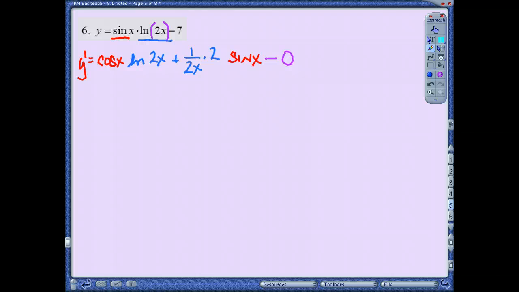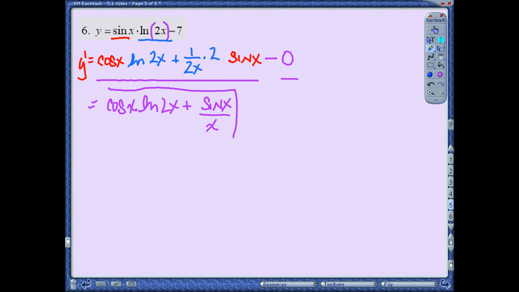So I've got two terms here. This was my first term. This is my second term. So that first term was a product rule, derivative of the first times the second as is, plus the derivative of the second times the first as is. I do want to simplify this. So cosine of x, natural log of 2x, plus the 2's are going to cancel, so I have sine of x over x, and then of course we're not going to write that 0 anymore. So this is my simplified answer, and that is a beautiful thing.